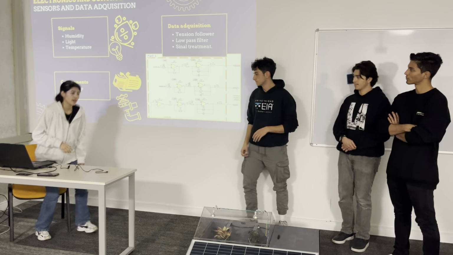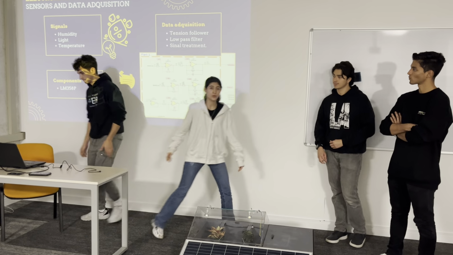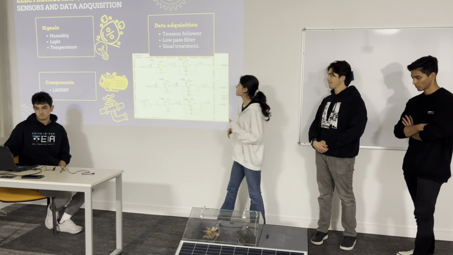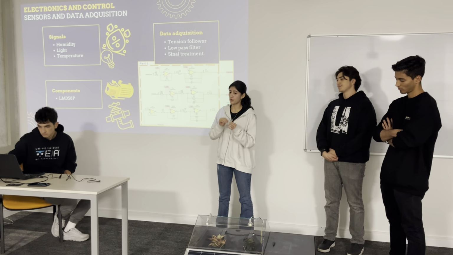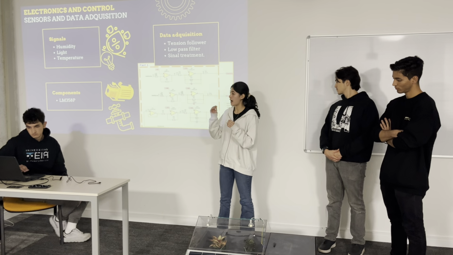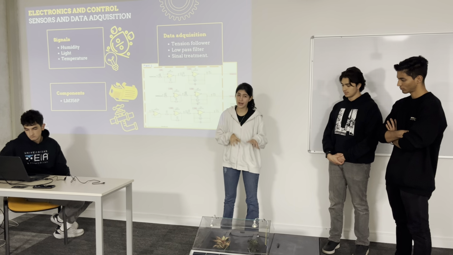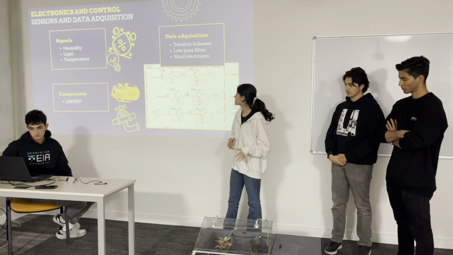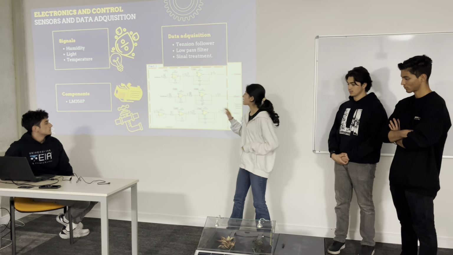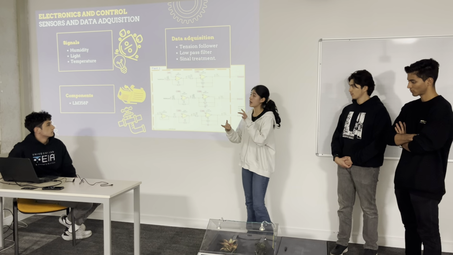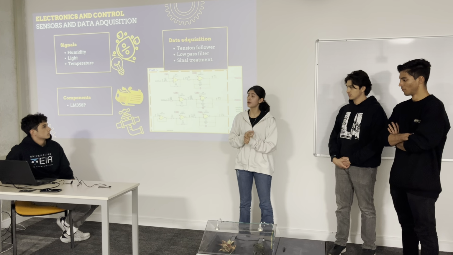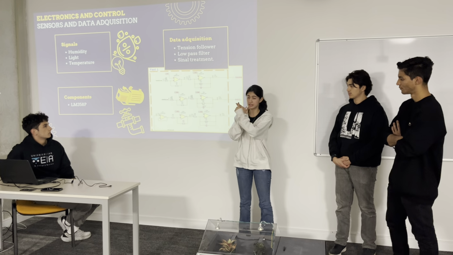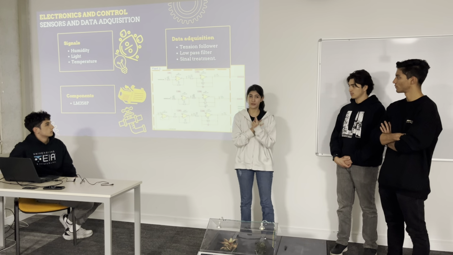We also have the sensor part, which was already mentioned before. We have each of the important variables that are essential to the life of our plants. So here we have a humidity sensor, a light sensor, which is an LDR, and a temperature sensor, which is an LM35.